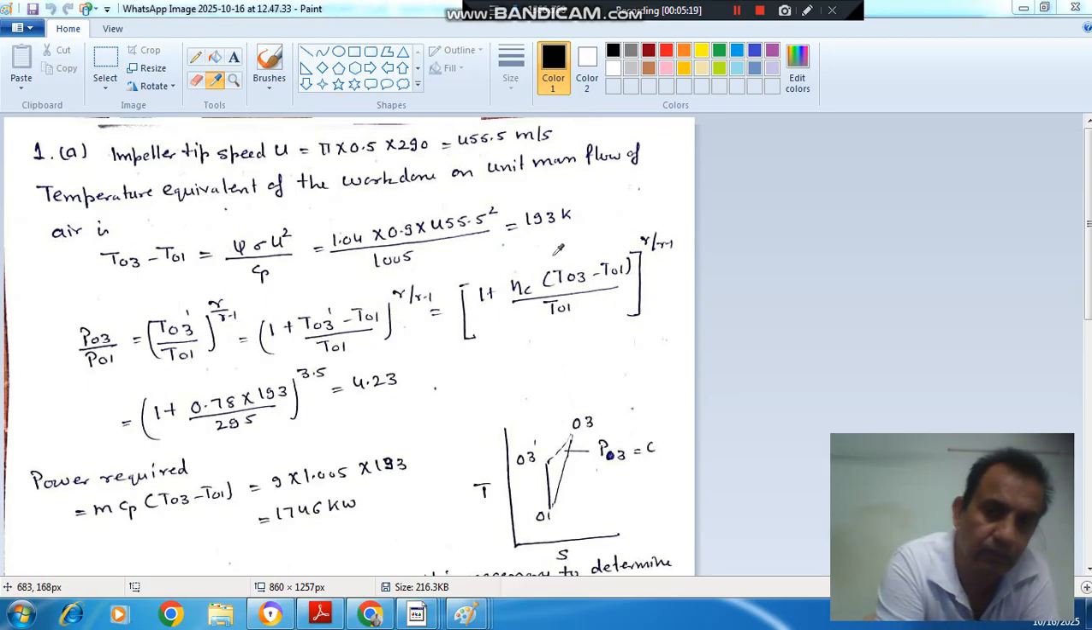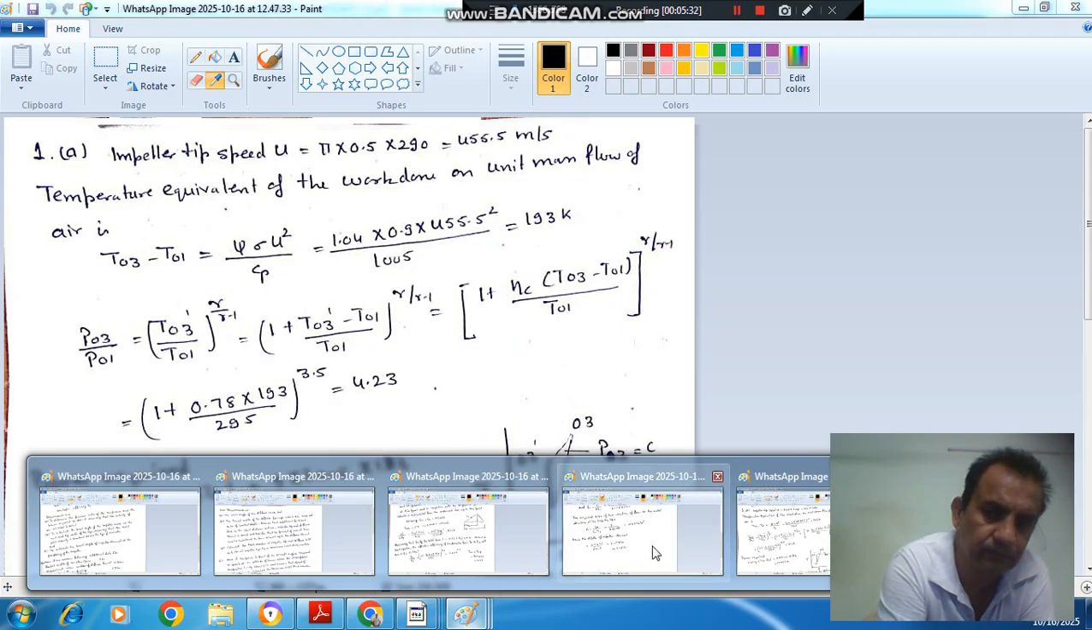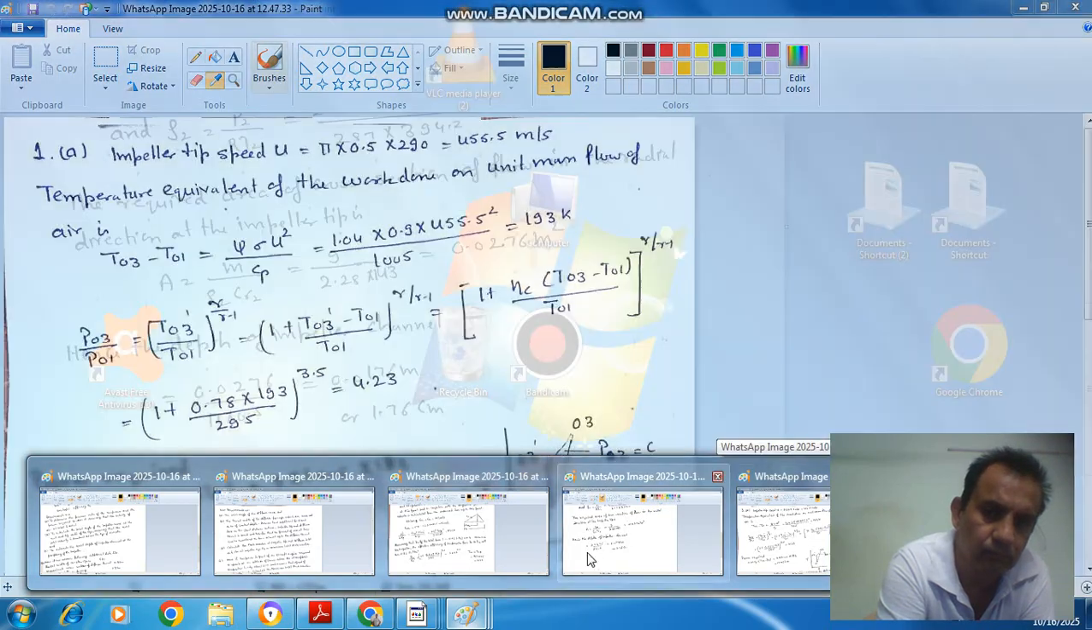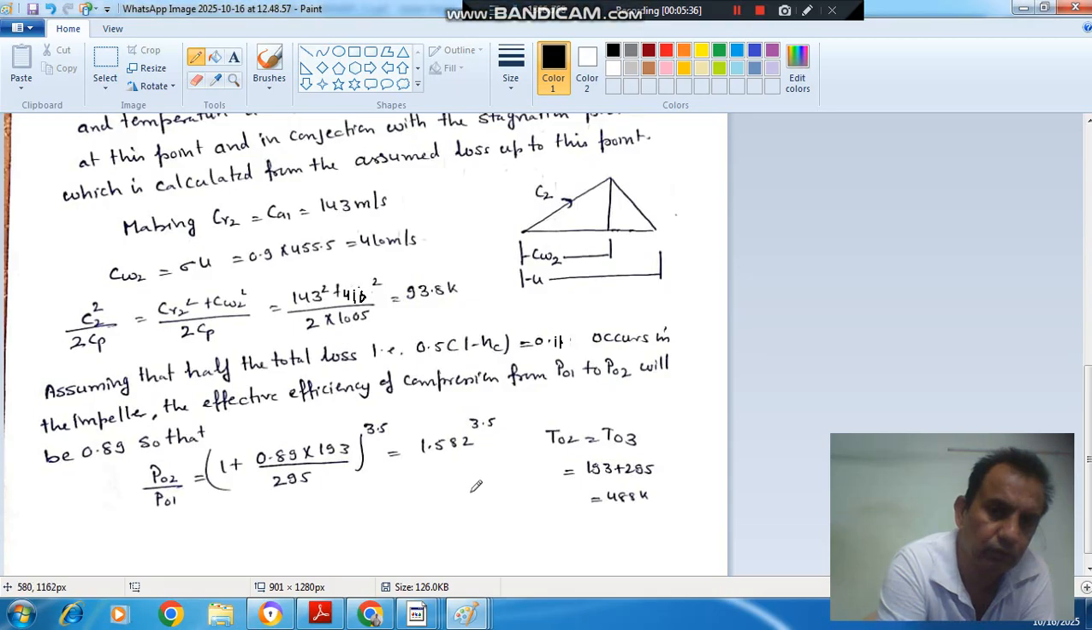In a diffuser there is no energy added, so the stagnation temperature remains constant, so T03 will be equal to T02. Okay, so now we will take this. T02 minus T01 and T03 minus T01 will be the same, because T02 is equal to T03. So that T02 minus T01 will be your one density.